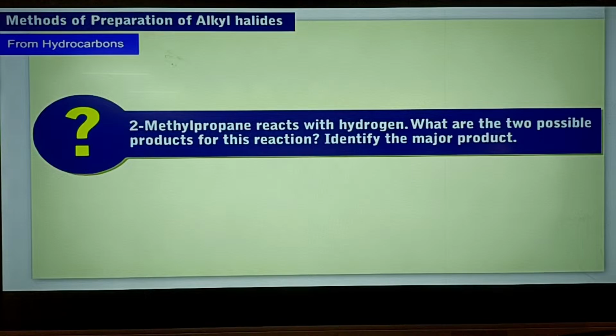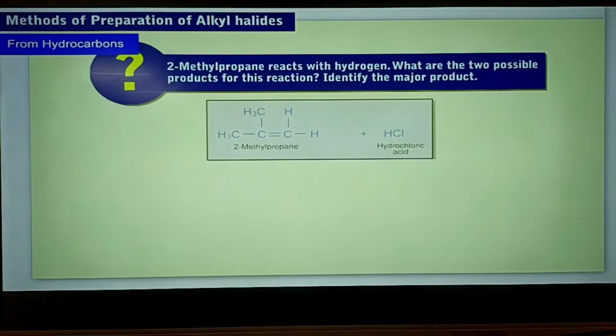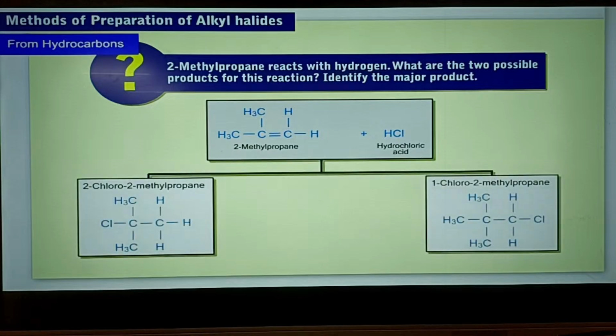2-methylpropane reacts with hydrogen fluoride. What are the two main possible products of the reaction? Identify the major product. Start by drawing out the structure for 2-methylpropane. Note that it is not symmetric. One carbon atom in the double bond is bonded with two other carbon atoms, while the other carbon is bonded with two hydrogen atoms. Two products are possible as shown here.